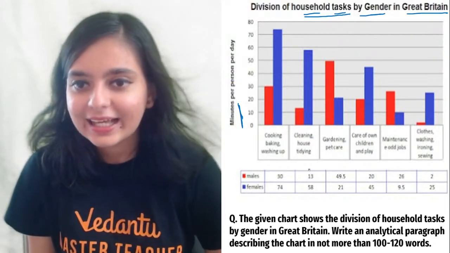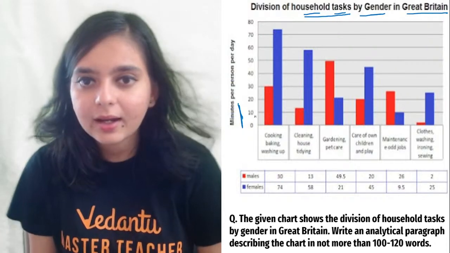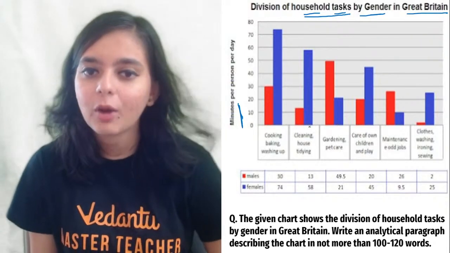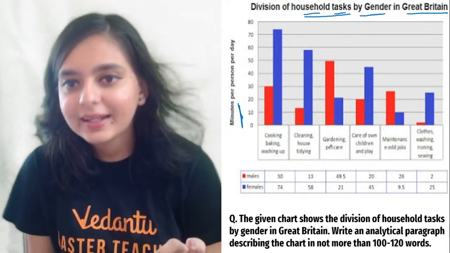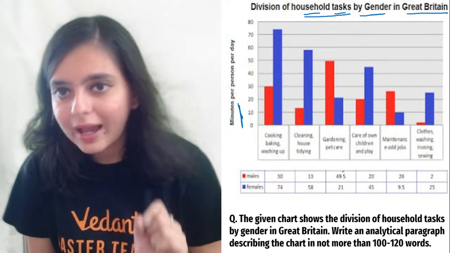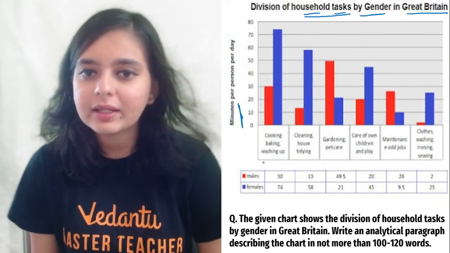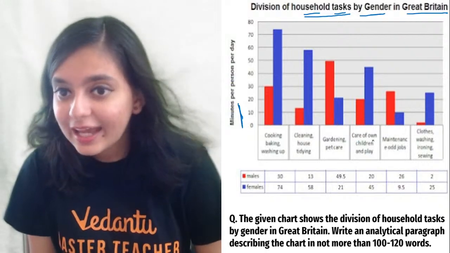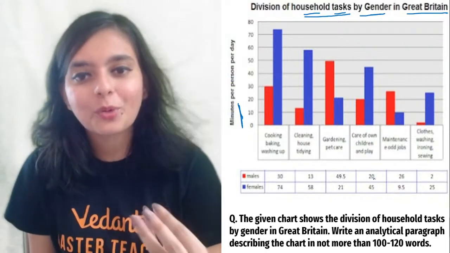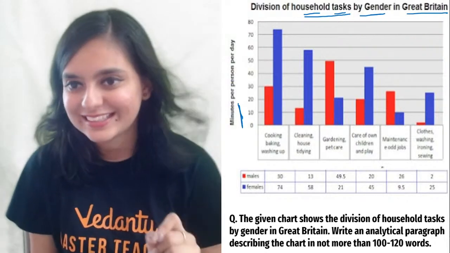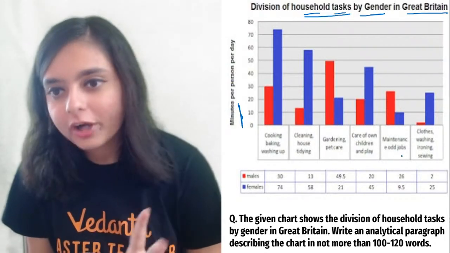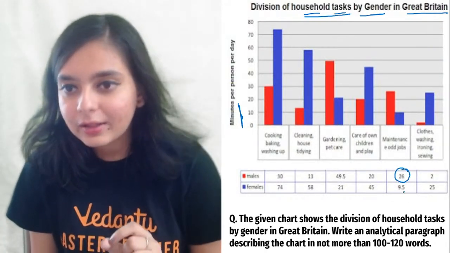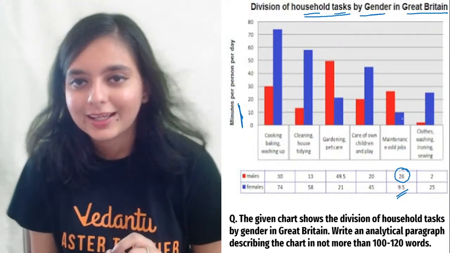Okay. Next is cleaning. See, 13, it's just a little bit above 10. So 13 for males and how much for females? 58. Gardening, pet care: 49, 20, 49.5, 29. I hope you can analyze the graph. Even if this data is not given to you, you can analyze with this histogram. And then we have care of own children and play: 20 minutes only for males and 45 minutes for females, right? Maintenance and odd jobs: 26 minutes for males and for females it's only 9.5, right?